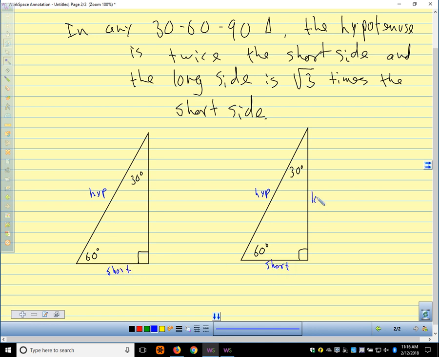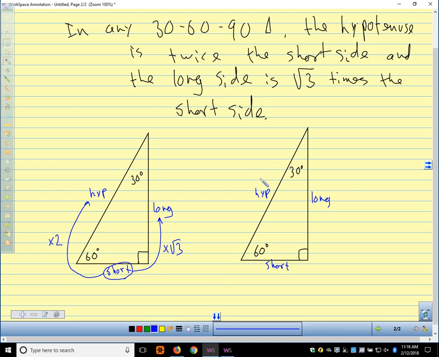And the long side is across from the 60-degree angle. Our short side is the key. So to go from the short side to the hypotenuse, we multiply by 2. To go from the short side to the long side, we multiply by the square root of 3.